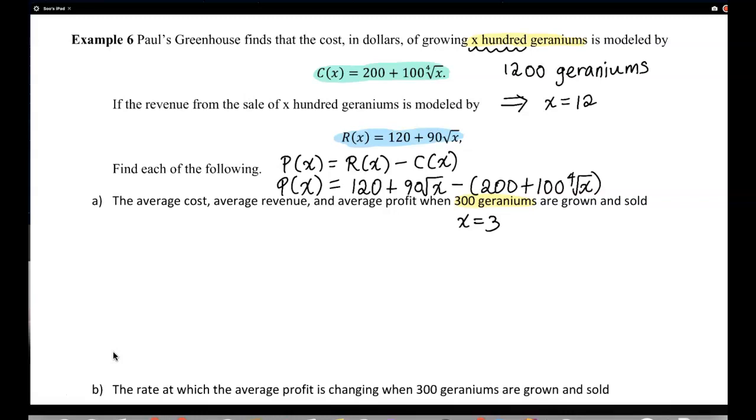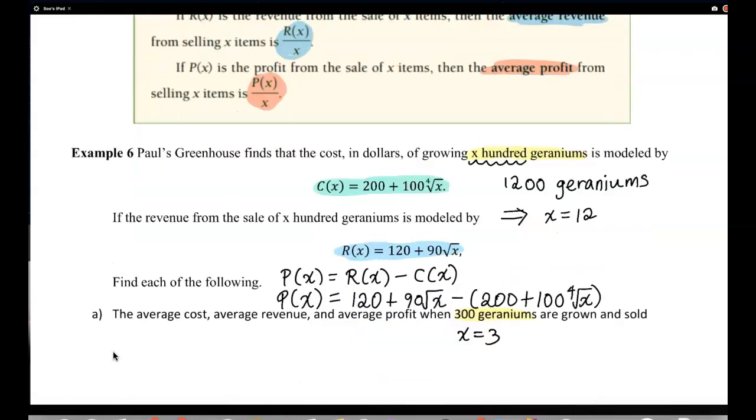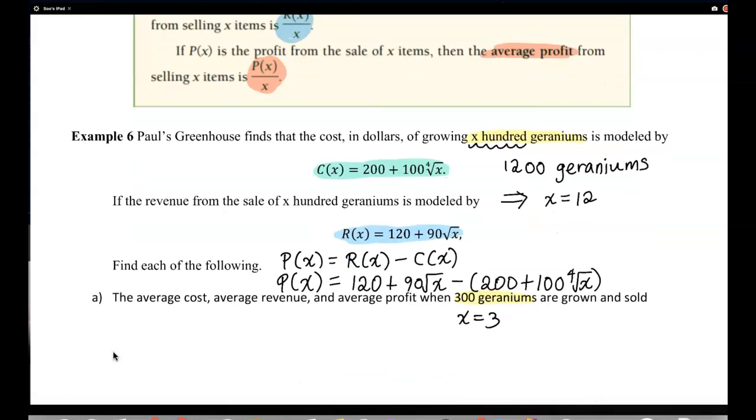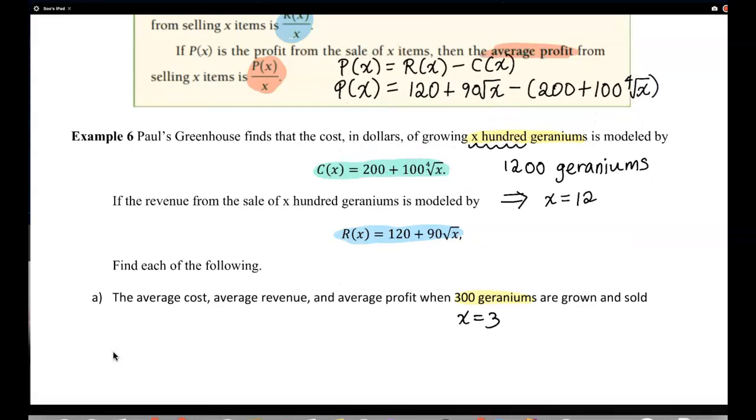I wish I had room. What can I do, guys? I may be able to just bring this over to the top and then do it here.